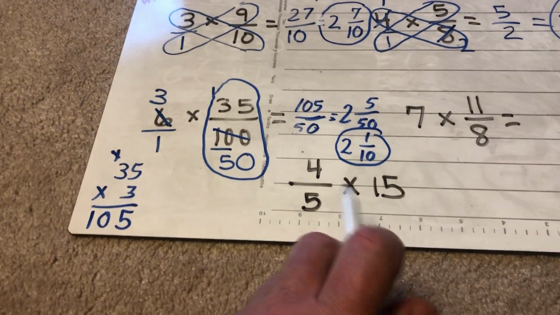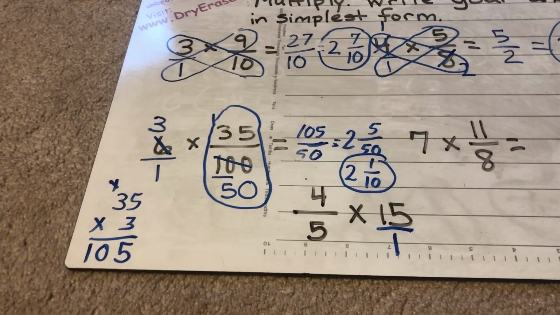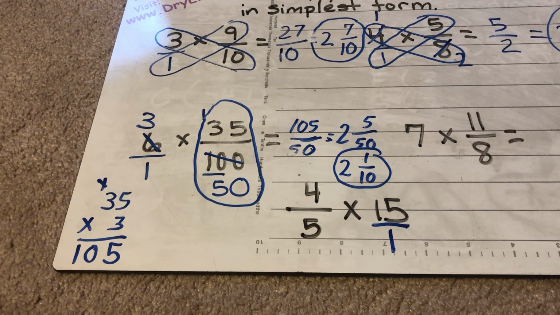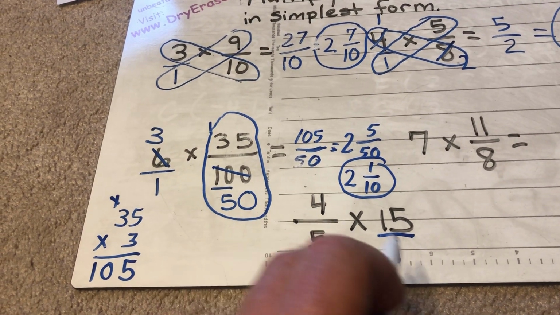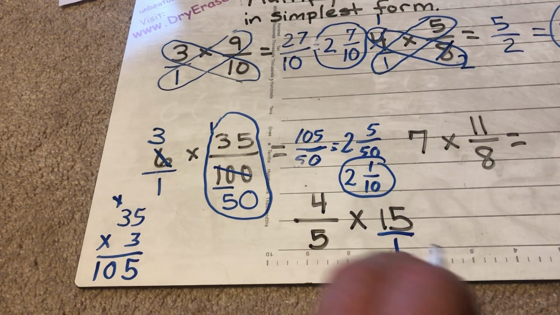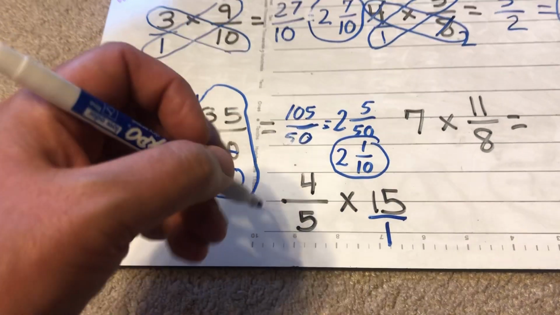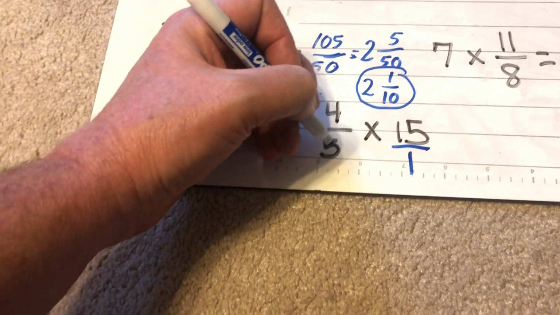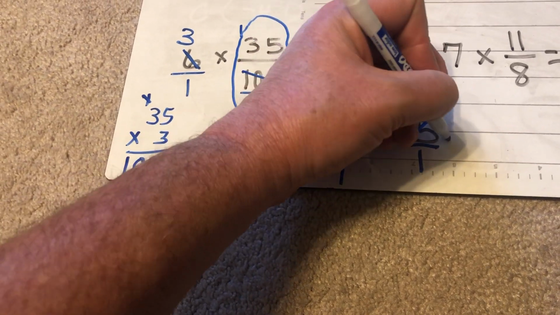Well, 4 over 5 times 15. Now, the whole number does not always come first. So we got 4 over 5 times 15 over 1. And once again, I'm going to cross-check. Nothing besides 1 can go into both 4 and 1. However, I've got 5 and 15, and I think 5 and 15 are both divisible by 5. 5 divided by 5 is 1. 15 divided by 5 is 3.